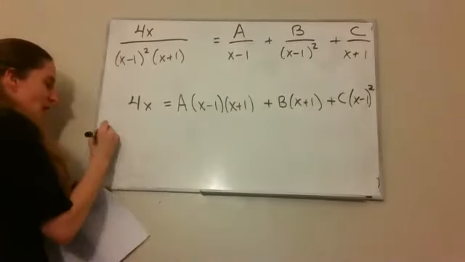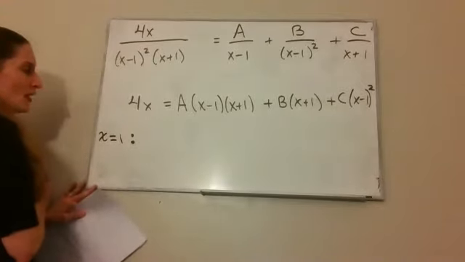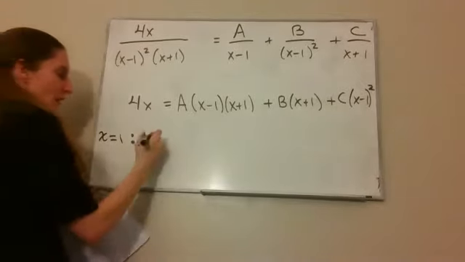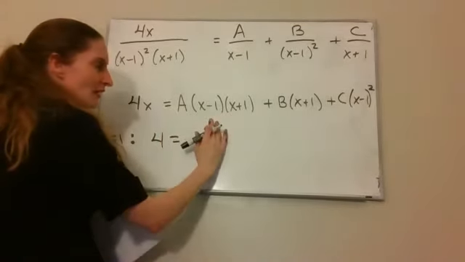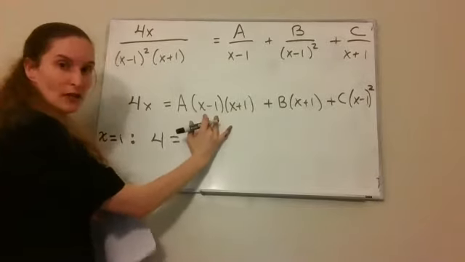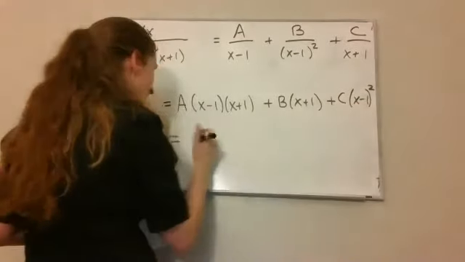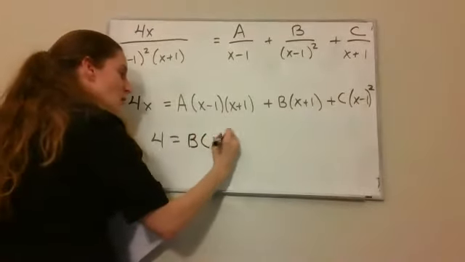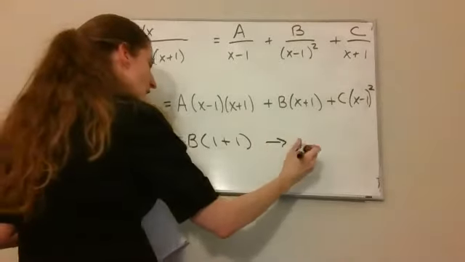For example, if I plug in x equals 1 into this equation, my left side will be 4. My right side, when I plug in x equals 1, this a term disappears because the 1 minus 1 is 0. My c term also disappears, so I'll just have b times 1 plus 1, and that tells me that b is going to be equal to 2.